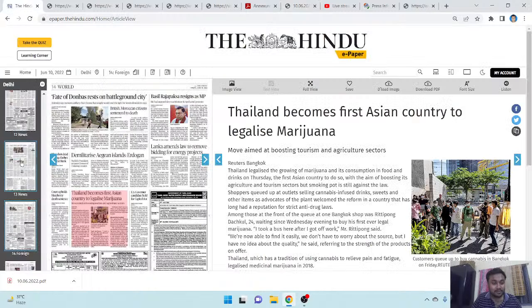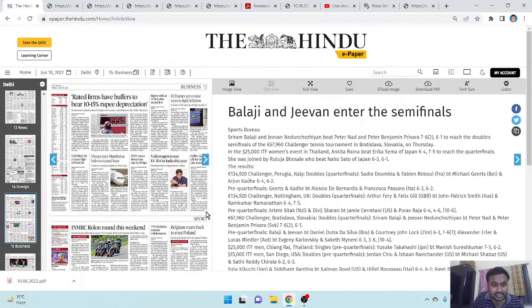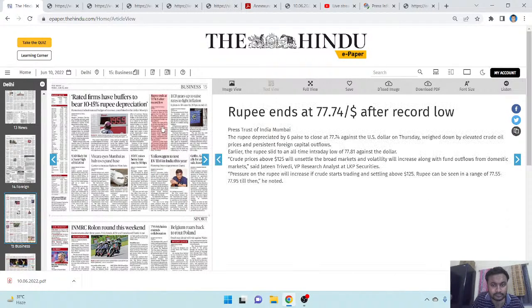Move to another heartbreaking news, not sad news: the rupee ended at 77.74 per dollar after a record low. Again the value of the rupee decreased with respect to the dollar. Previously it had been lowered to 77.81, and it has now moved by 6 paisa to 77.74 per dollar.